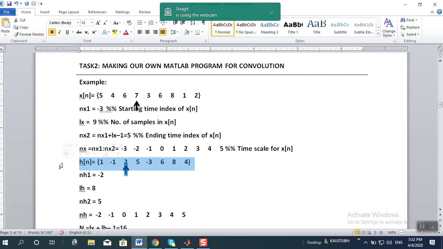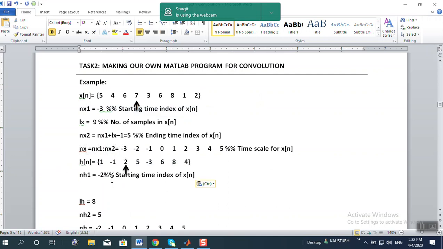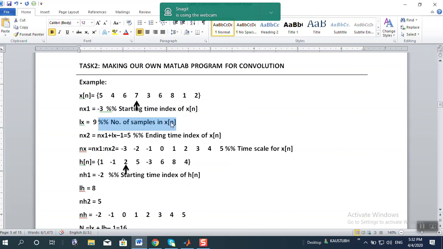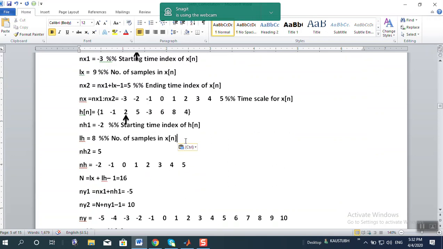Similarly, suppose this is my h of n. This starts at -2. So this is the starting time index of h of n. Then LH is, suppose, my number of samples. So here 1, 2, 3, 4, 5, 6, 7, 8 samples in h of n.